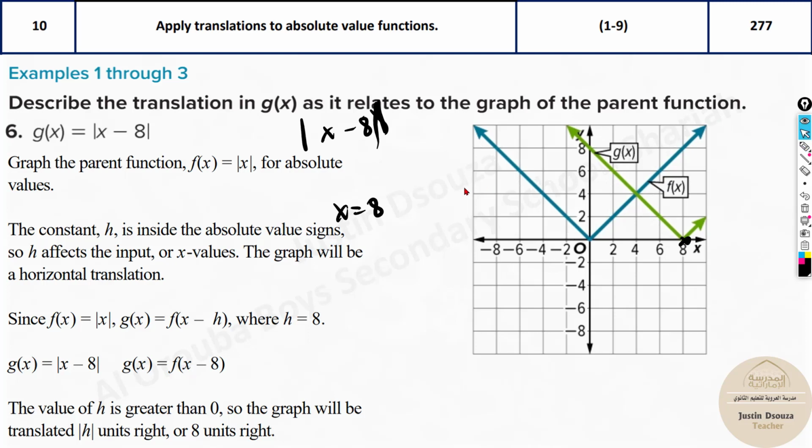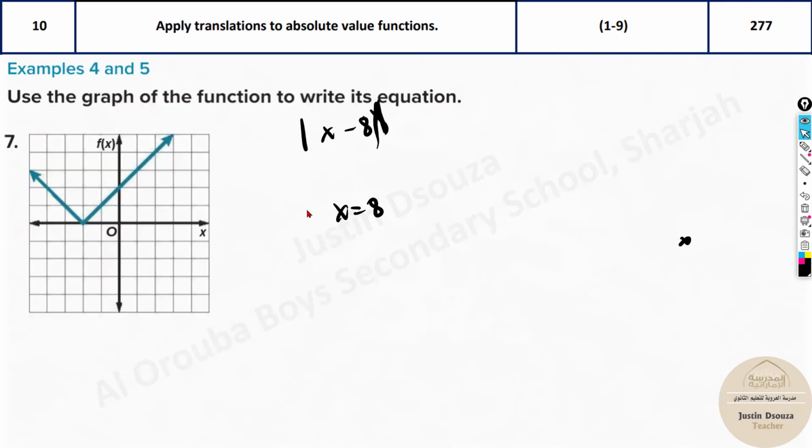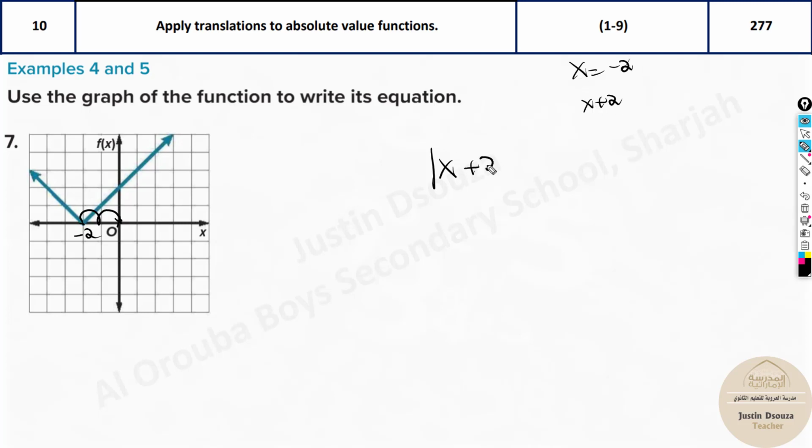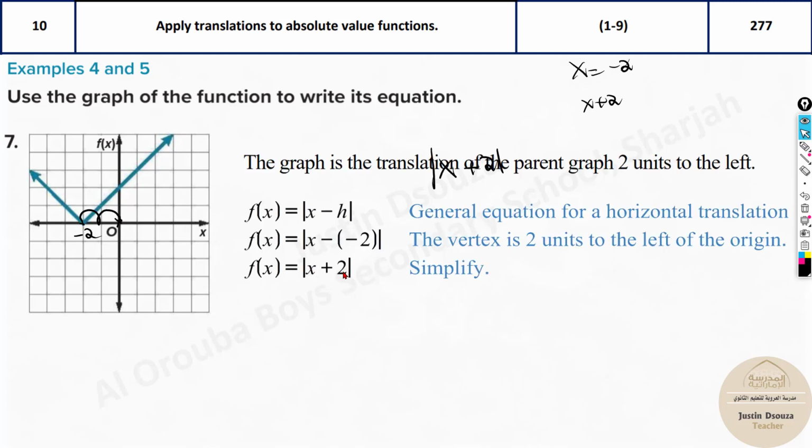Once you know the concept, it's the same relatable concept everywhere. Even over here, now it's changed. You need to write the function. How do you write this? Look at the graph. Originally, this is at modulus x. But now look, it's gone left 1, 2. So it's minus 2. x is equal to minus 2. That means get it inside, it will be x plus 2, isn't it? So the answer is modulus x plus 2 for this particular equation.